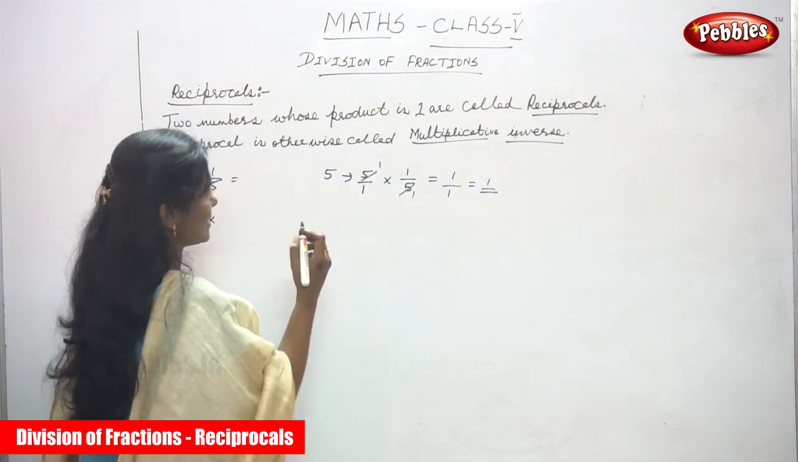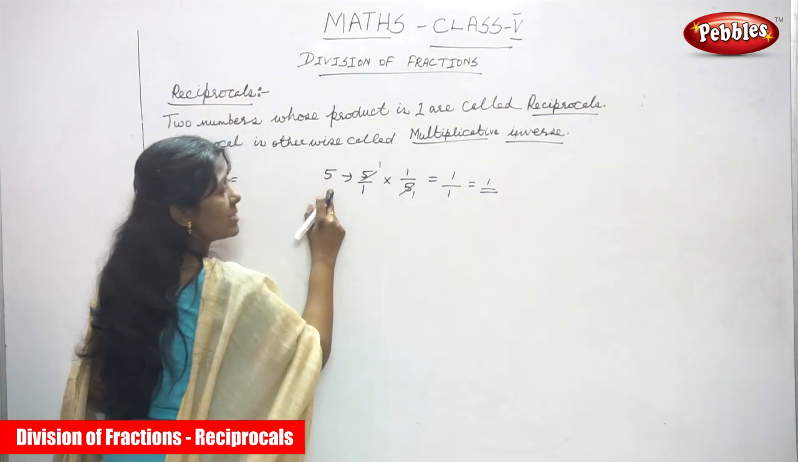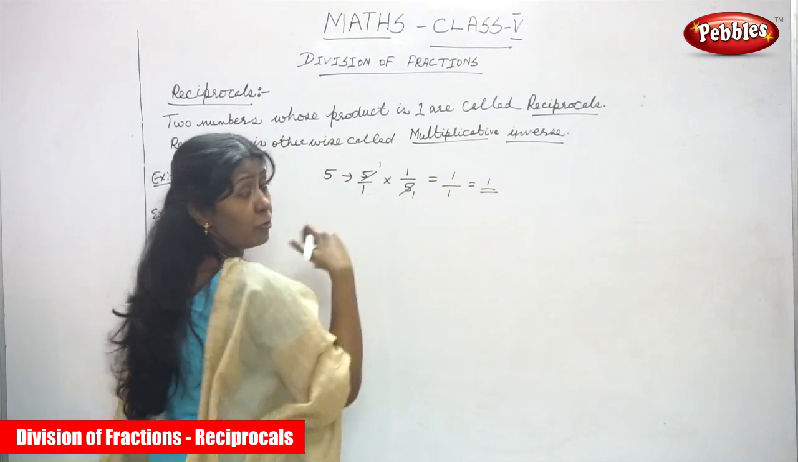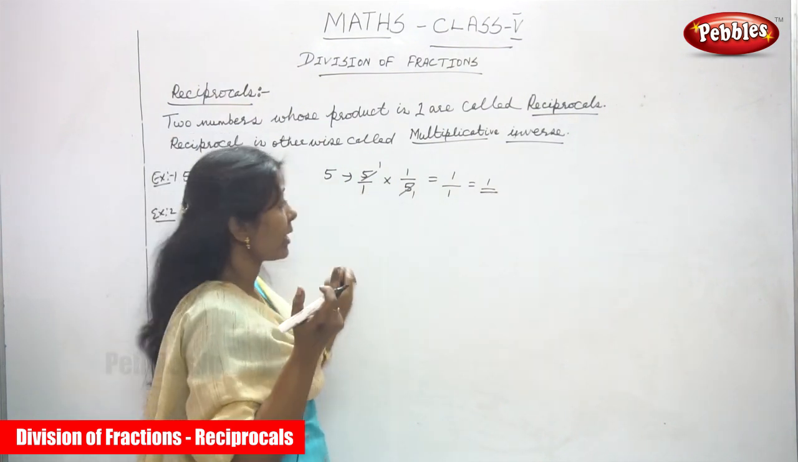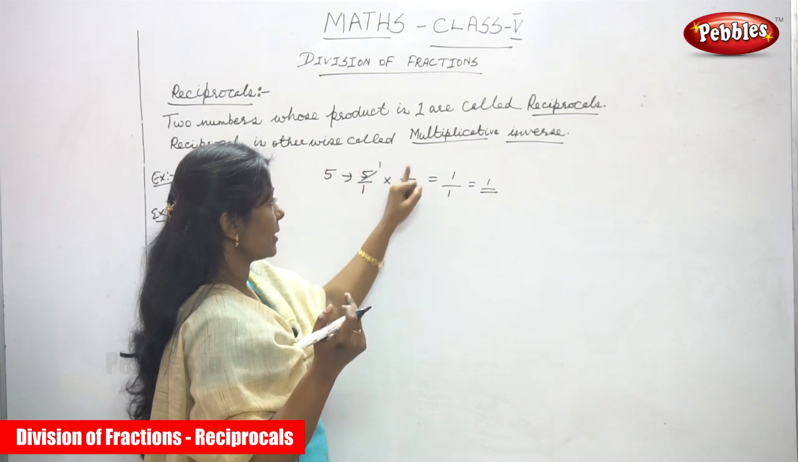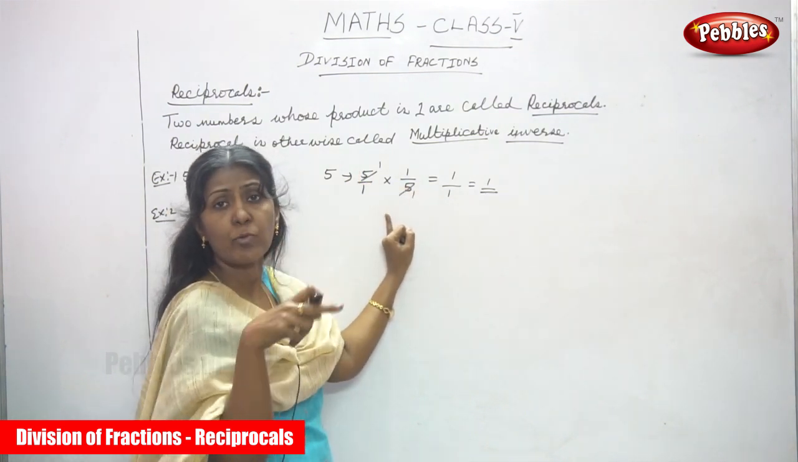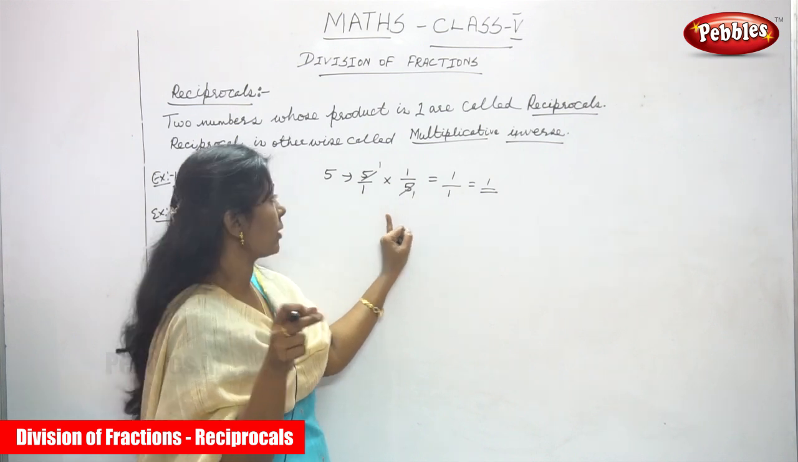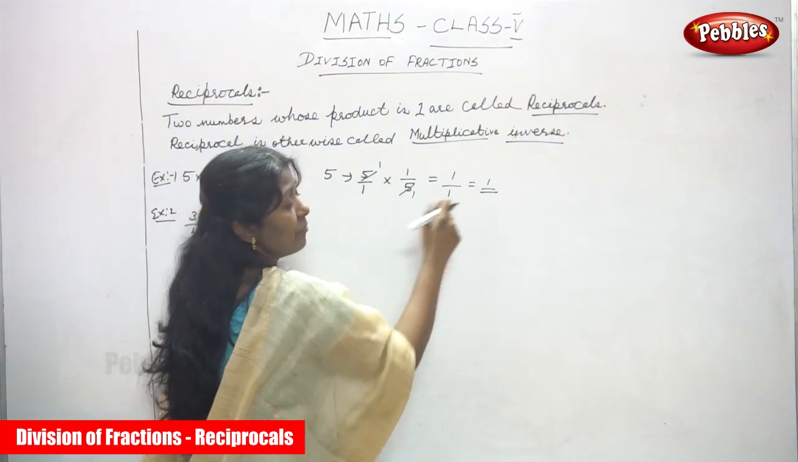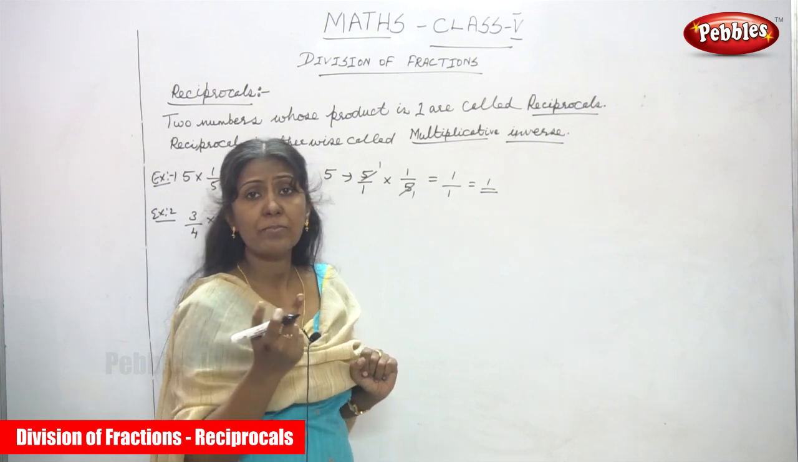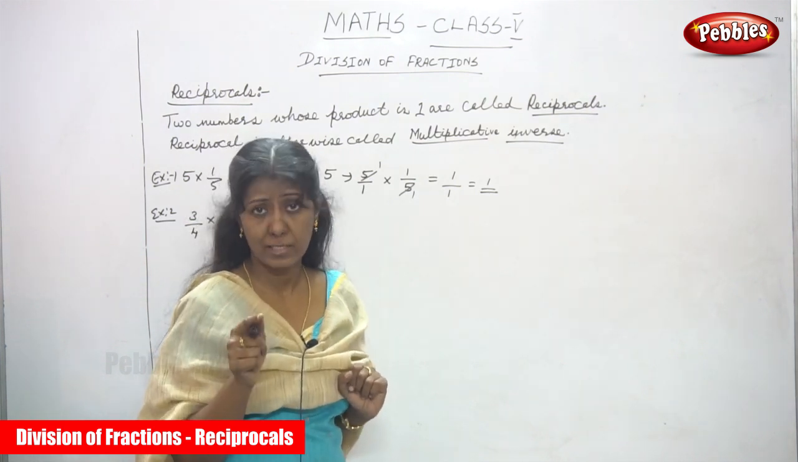So I will give some other example. Look at the number. This is a whole number. First I will convert the whole number into a fraction. After that I have to make it a reciprocal. That 5 by 1 you have to write upside down. You get 1 by 5 as the reciprocal. After that I cross the numbers, then the final answer is 1. So two numbers whose product is 1 are called reciprocals.